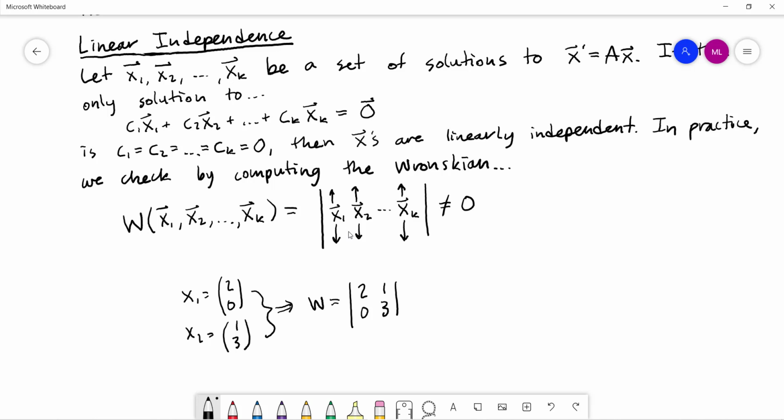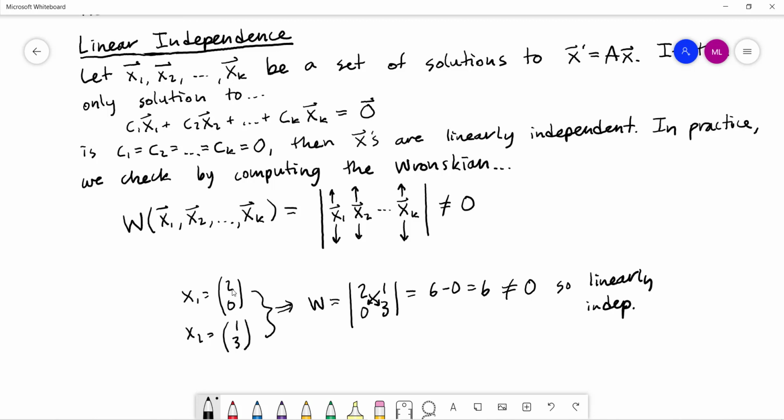So if the Wronskian, which is computed by smushing them together and computing this big determinant, which for us is just going to be a 2 by 2. Every example we'll do is a 2 by 2. So again, this times this minus this times this. In this case, we would get 6 minus 0, which is 6. It's not equal to 0. So these are linearly independent. x1 and x2 are linearly independent.